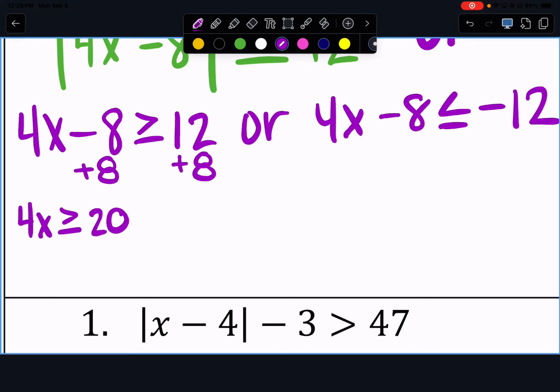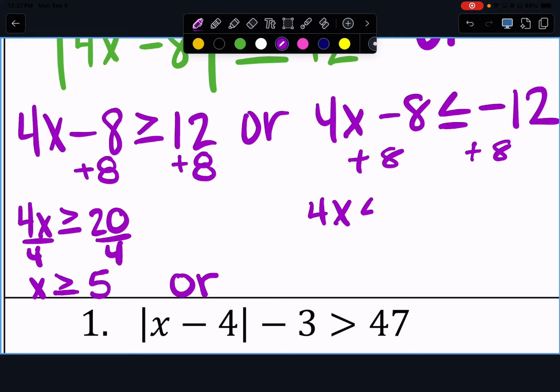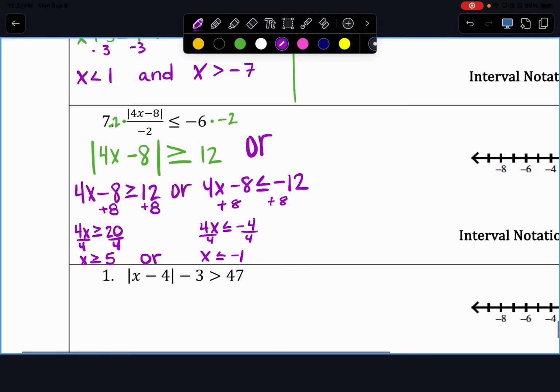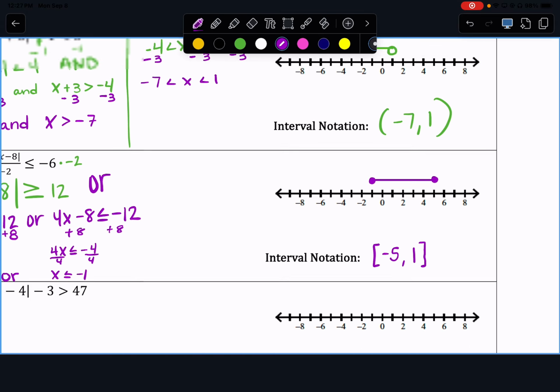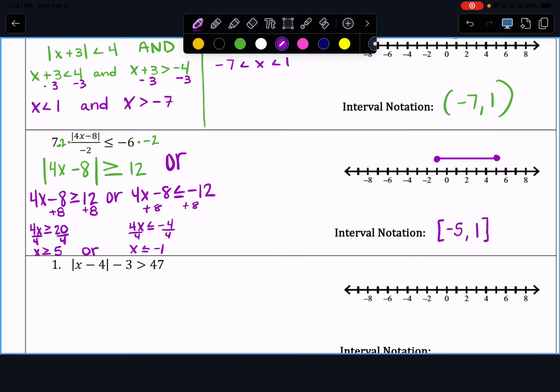Why did you switch it to a word? Because whenever we divide or multiply by a negative number, it causes the whole inequality to flip sides. Does anybody have any questions that you need me to help with on that?